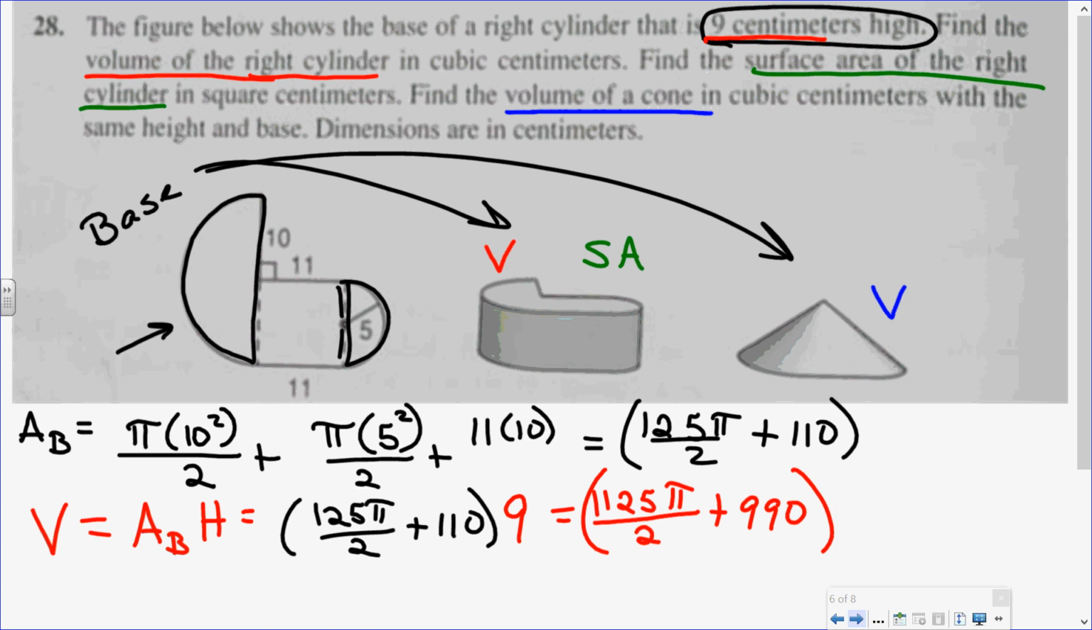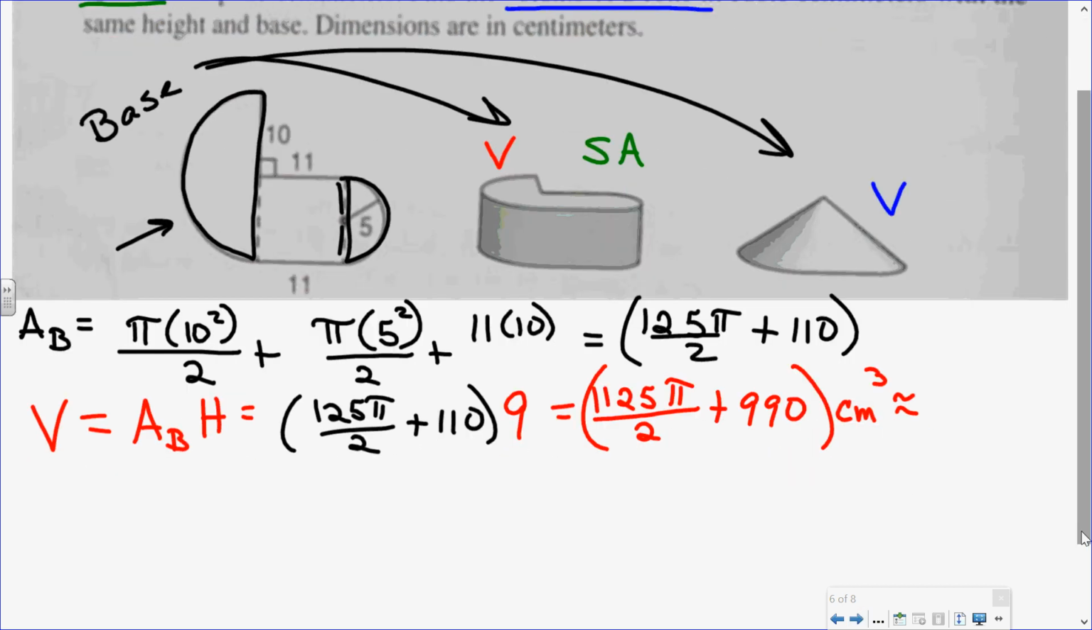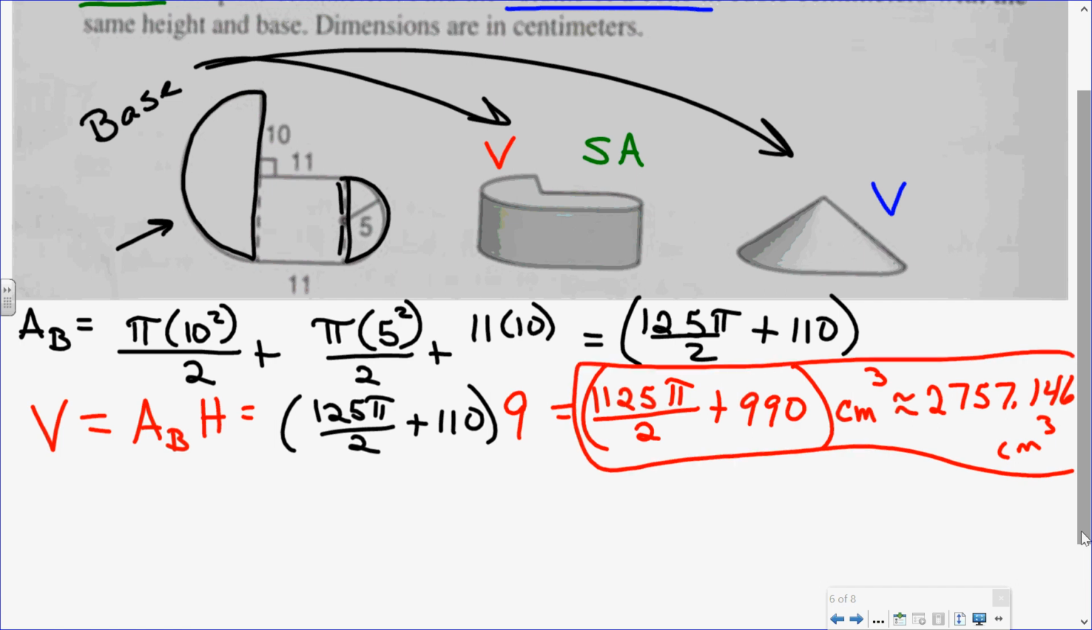I can't reduce 1125 over 2, so I can leave it like that for my exact answer and say that that is cubic centimeters. Punch it in on the calculator, and we have 2,757.146 cubic centimeters. And we found one of the 3 things we have to find in this problem.